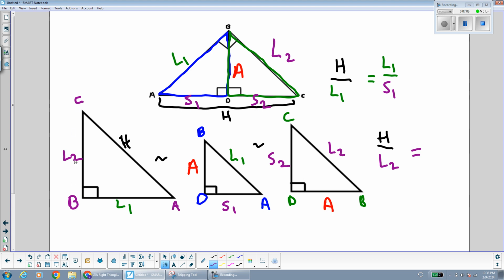And now I'm going to use this side from the big right triangle, which is L2. And that corresponds to this side, which is S2. And here, these two proportions are what we call the leg rule. Here's where they come from: the corresponding sides of the similar triangles. Now we'll talk about what they do.